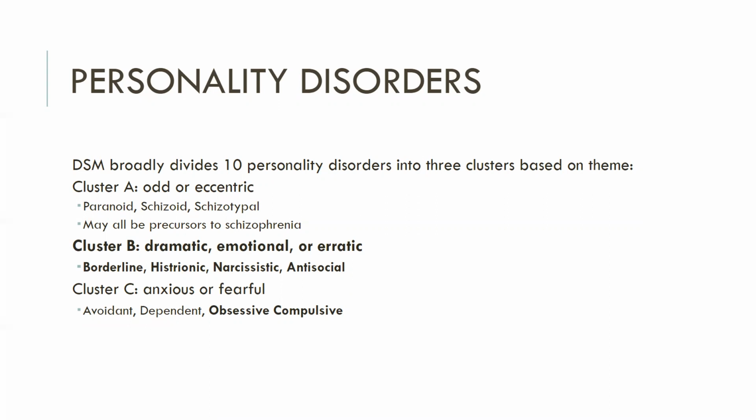I also like to think of cluster A as a series of precursors to schizophrenia, in that the three disorders in this particular category all share characteristics with schizophrenia. Furthermore, while not all of these become schizophrenia, it is possible for someone to start out with one of these personality disorders and then to later on develop additional symptoms, eventually developing schizophrenia.